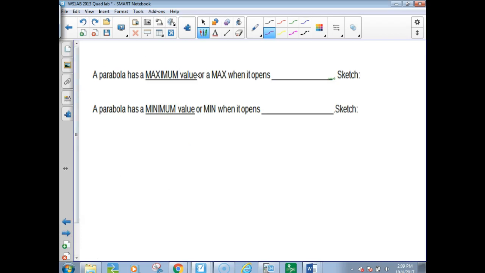A parabola has a maximum value when it opens down. That would be because it's going to do this. So this will be your max up here. And it has a minimum value when it opens up. Okay, so your min will be down here at the bottom. It will be the vertex.